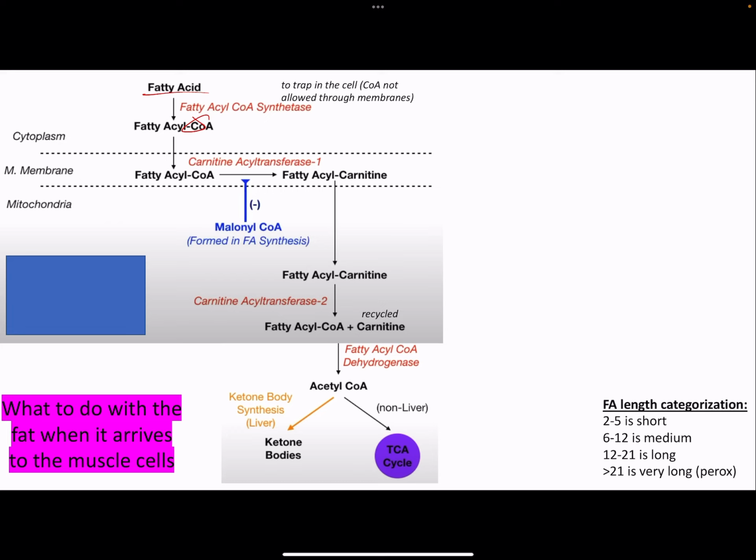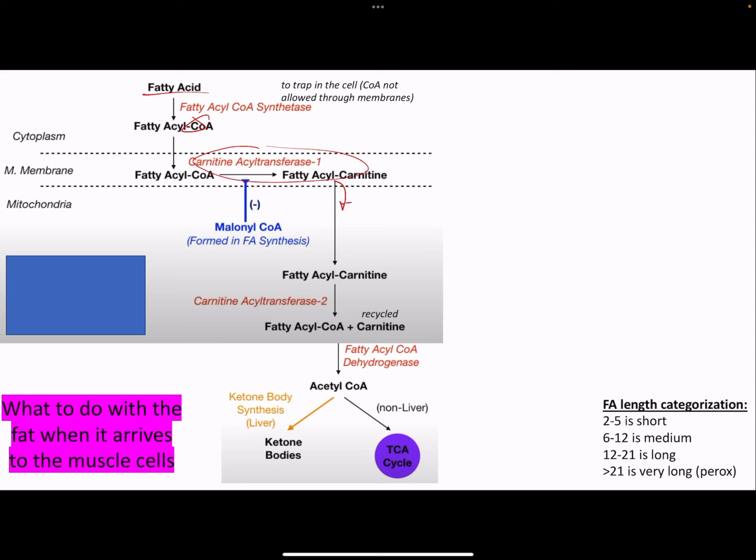That's good. But it's also a problem because now I want it to go to the mitochondria. That's where beta oxidation happens. But again, it's got a CoA. It's not allowed through the membrane. So we have carnitine acyl transferase. This is CAT1, sometimes called CPT1, because acyl just means fatty acid, and the main fatty acid that we have is palmitate. So carnitine acyl transferase is really also carnitine palmitoyl transferase. So we swap the CoA for carnitine, and that now allows it in.